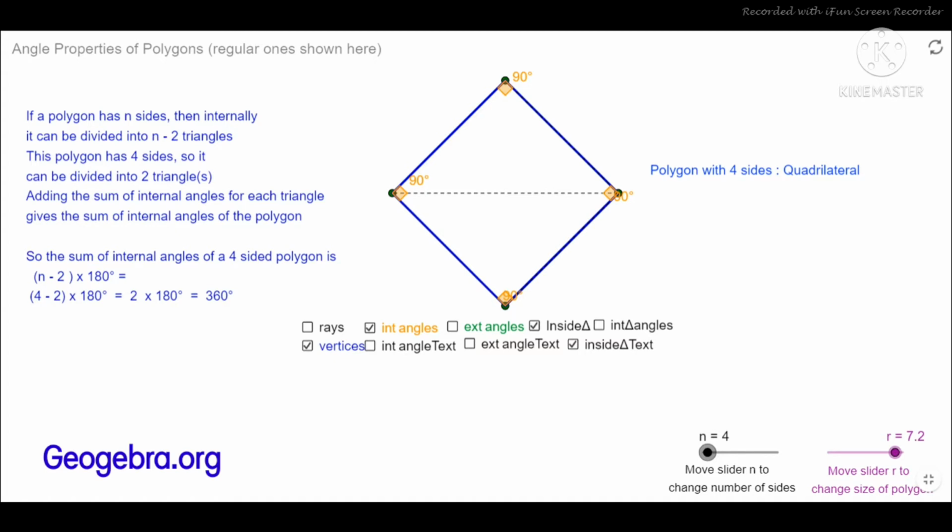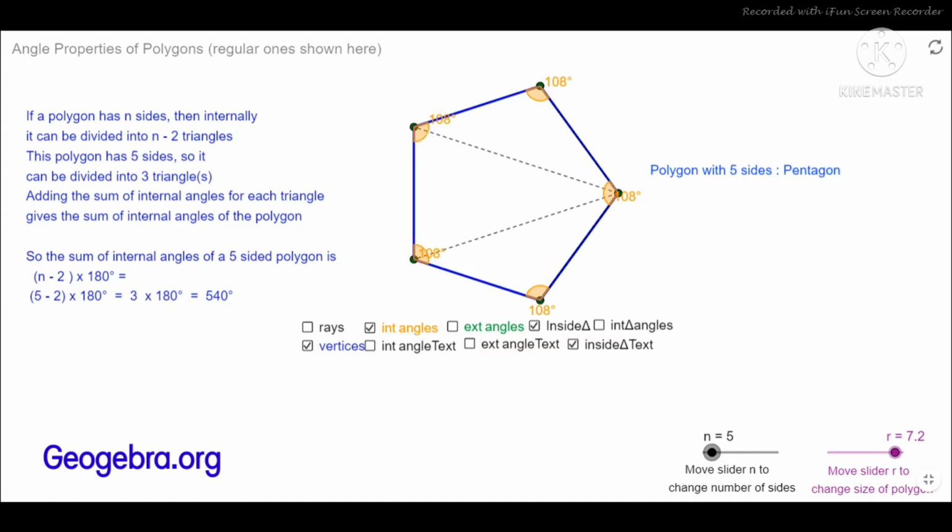Now let's see it for a pentagon. The pentagon can be divided into 3 triangles because a pentagon has 5 sides: 5 minus 2 is 3. So there are 3 triangles inside a pentagon. Each triangle is 180, so 3 into 180 gives 540. Since we have considered a regular pentagon, each angle is 108 degrees. If you add them, 5 angles of 108 degrees, we get 540 degrees anyhow. So it is a much easier way to find the sum of the interior angles of a polygon.